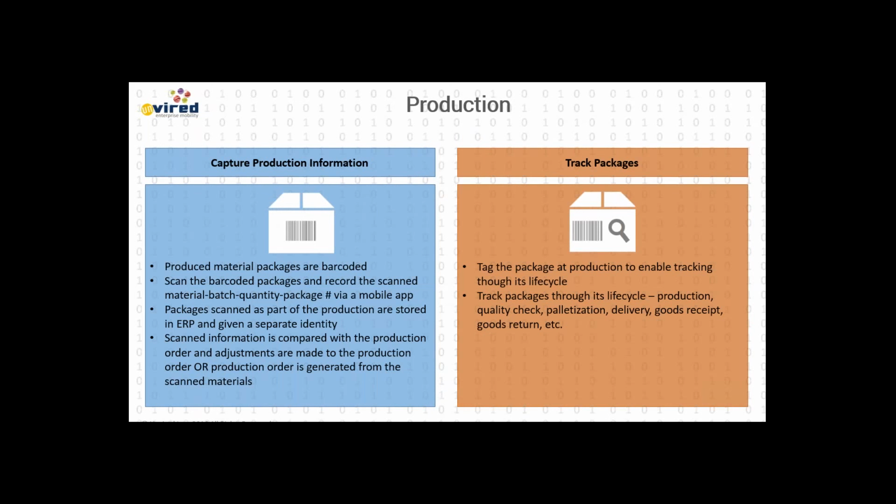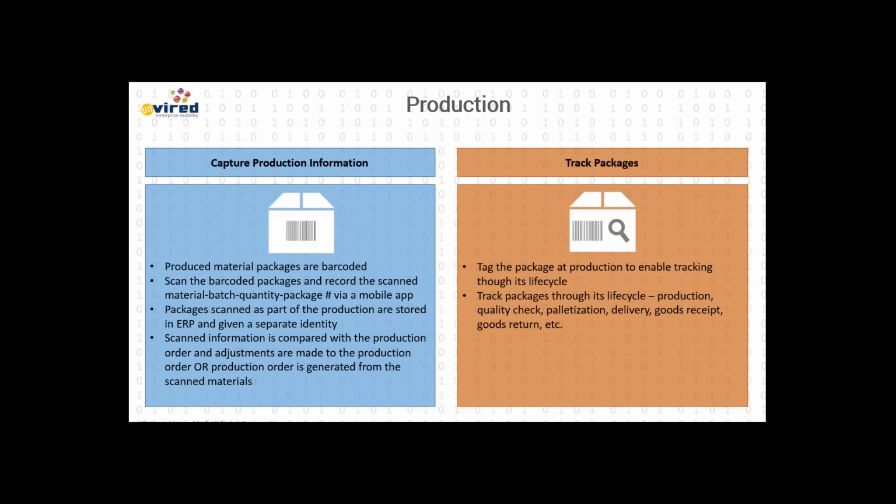First, let us start with production. Production is the first step in digitization, really the first point where the goods are manufactured. So how can you capture production information very quickly? The two main important aspects of digitization in production are capturing the production information accurately and then the ability to track packages through its life cycle.